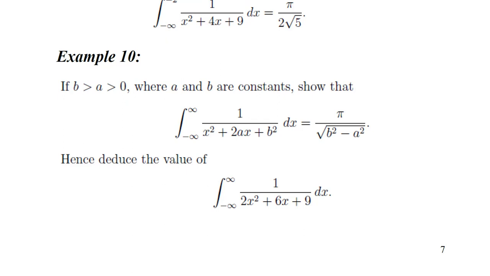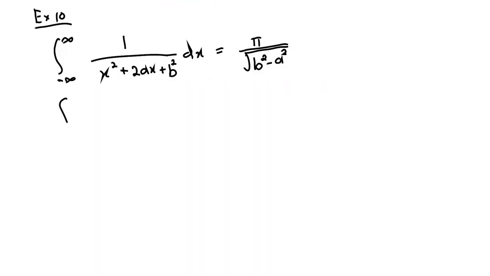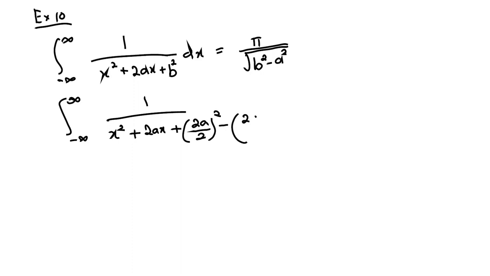So what you have to do is, when you look at 1 over x squared plus 2ax plus b squared, this one is quadratic, right? So 1 over something, where 1 is a constant. So you have to do completing the square. Okay, so integrate from negative infinity to infinity 1 over x squared plus 2ax, and then plus, we have 2a here, so divide by 2 and square, and then minus 2a divided by 2 squared, and then plus b squared.